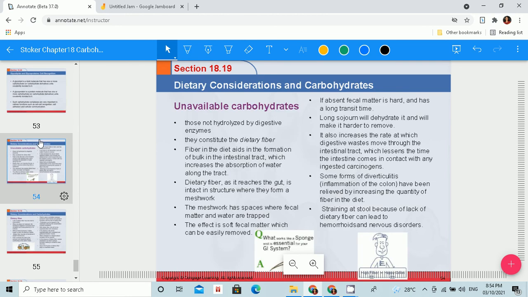We have unavailable carbohydrates, those not hydrolyzed by digestive enzymes, and they constitute the dietary fiber. Fiber in the diet aids in the formation of bulk in the intestinal tract, which increases the absorption of water along the tract. Okay, this one I told you already, the fiber there acts as a meshwork.